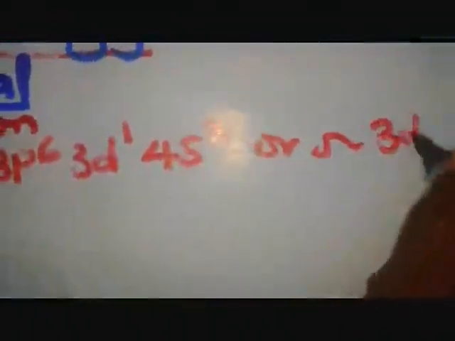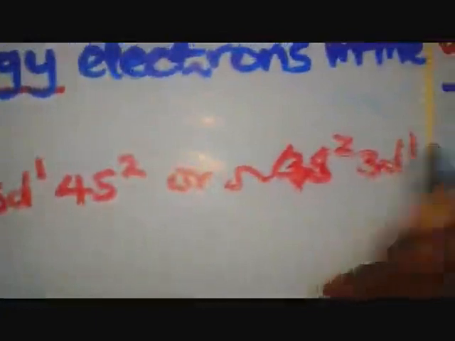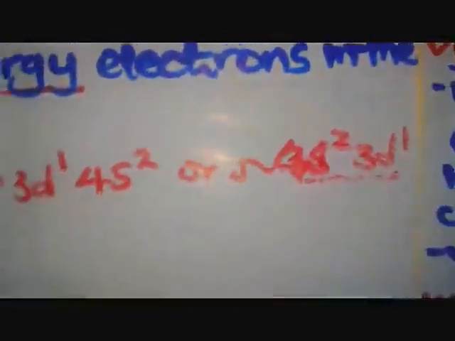But if you wrote it the other way, and end, for example, with scandium as 4s2 and 3d1 last, that configuration also doesn't have any problem. But now you'll be disobeying the rule of giving electrons.